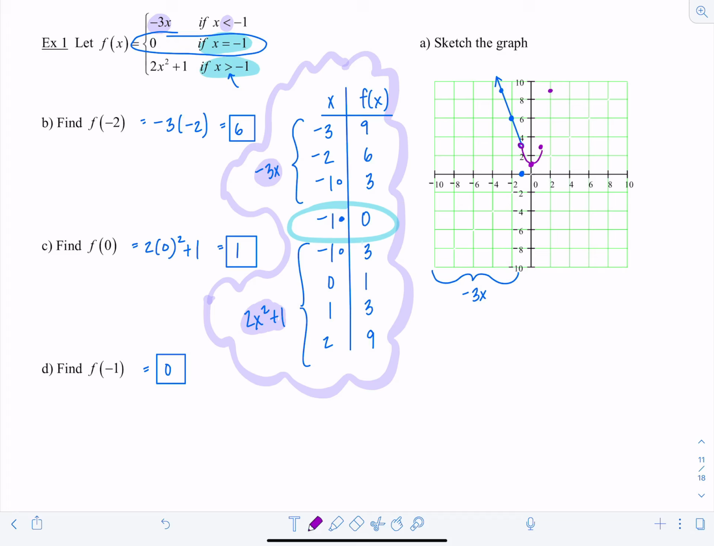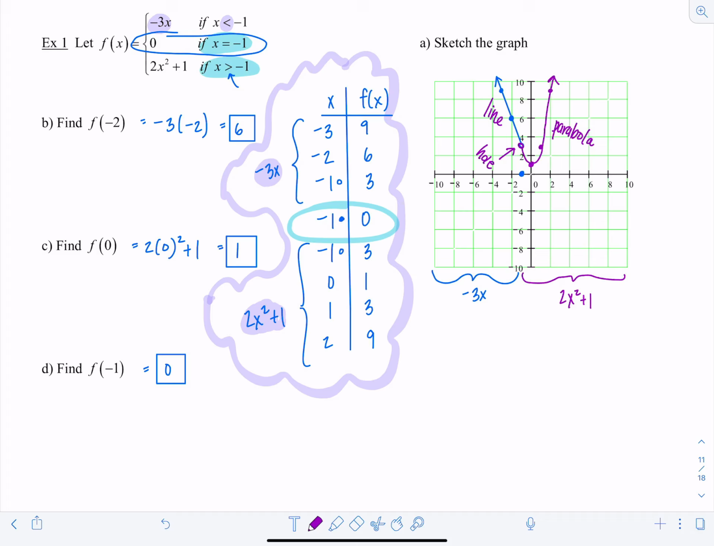So this here is our parabola. So this is a parabola. And then this is a line. And the parabola is defined on the other side of -1. So this is 2x squared plus 1. And there's our graph. It's got a hole in it. Oh no, it's okay, don't worry. You didn't do anything wrong. Good?